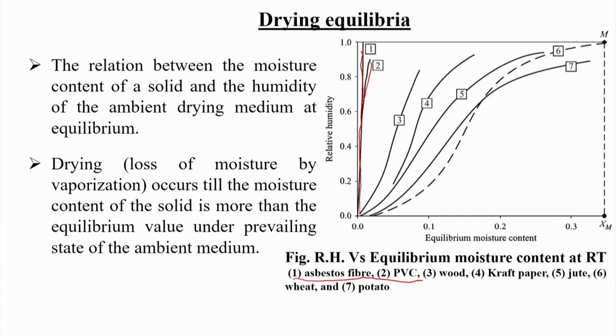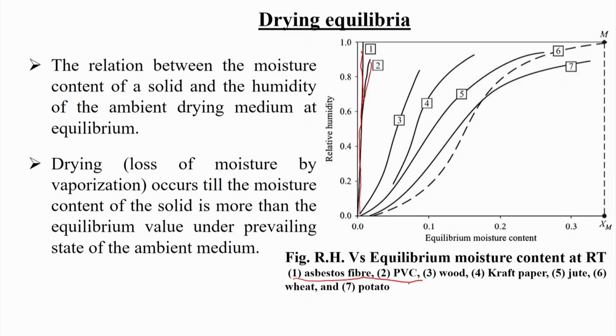We will be discussing what is the real meaning of equilibrium moisture content in detail. Equilibrium moisture content means, in a particular operating condition, say the temperature, pressure and relative humidity, how much moisture will remain inside the solid that cannot be separated by any conventional drying process. That is called equilibrium moisture content. For asbestos fiber and PVC, the equilibrium moisture content is very less, about 0.001 kg per kg dry solid.